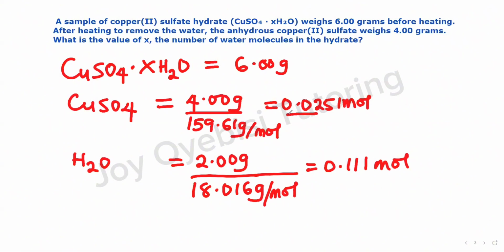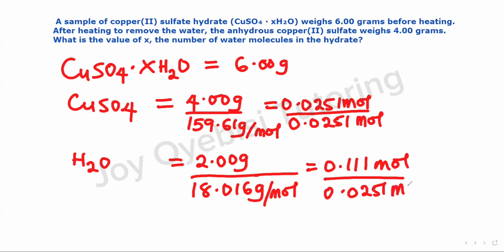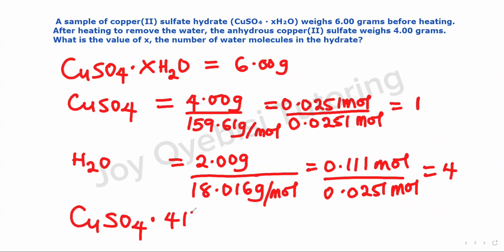So at this point, we compare the 2 moles. The smallest mole happens to be this one on top. I'm going to divide all through by that smallest mole, which is 0.0251 mole. And this is going to give me 1, while this gives 4 approximately. This simply means that the X value is 4. So the full formula would be CuSO4.4H2O. And that's simply how you solve it.